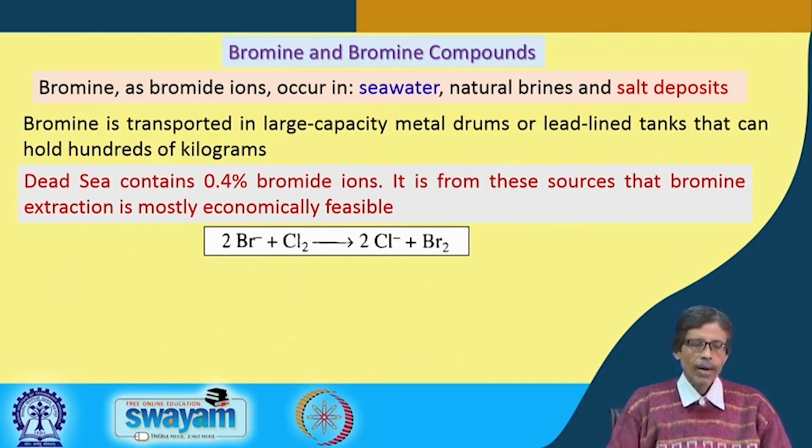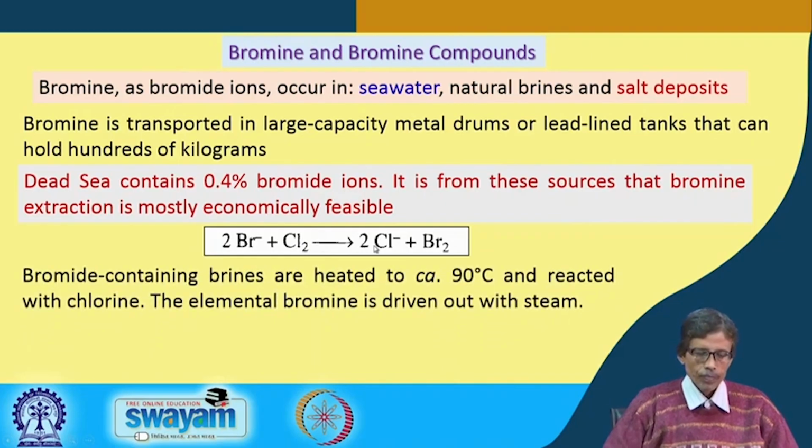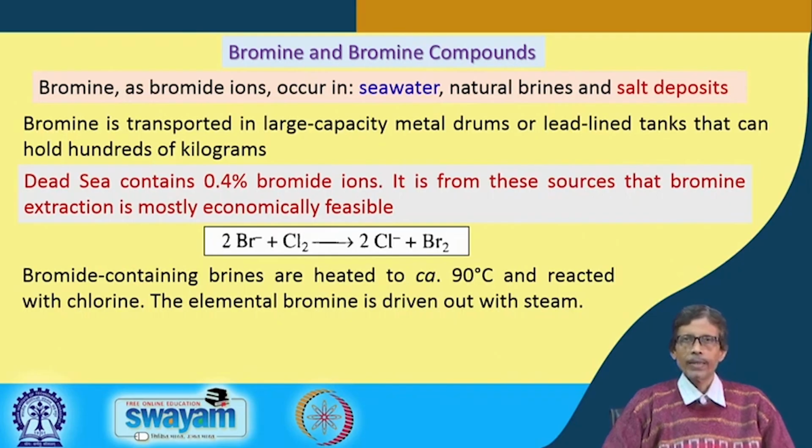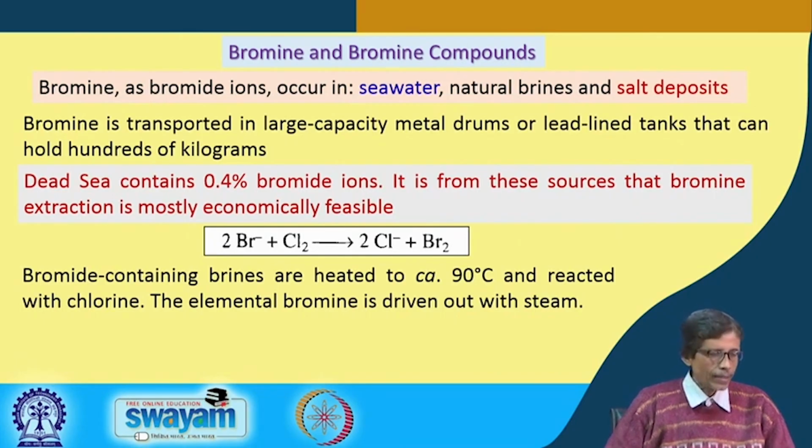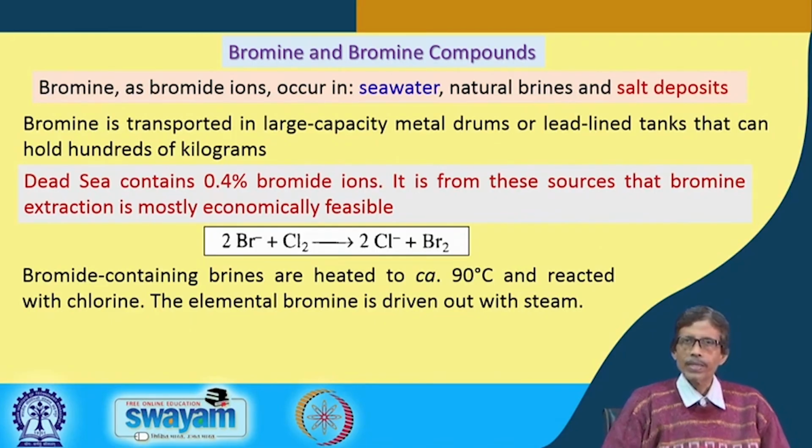So, 2 Br minus reacts with Cl2, giving 2 Cl minus plus Br2. For the different types of bromide ion bearing brines, we take them, adjust the pH, and then heat to about 90 degrees centigrade, and chlorine gas is purged to react. The elemental bromine is driven out with steam, because if you heat at 90 degrees, you are also producing a sufficient amount of steam.